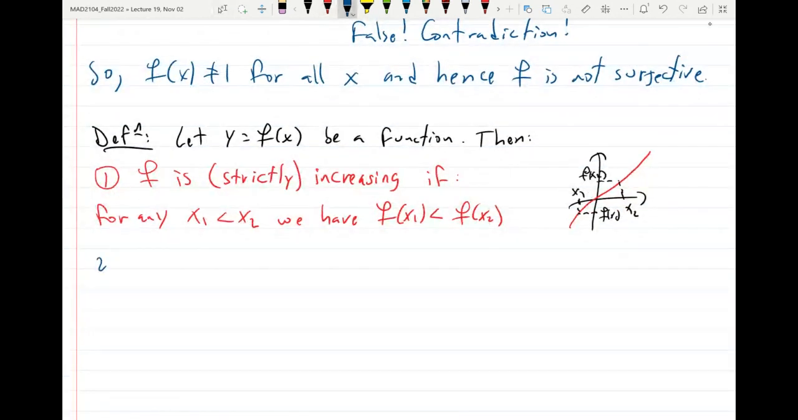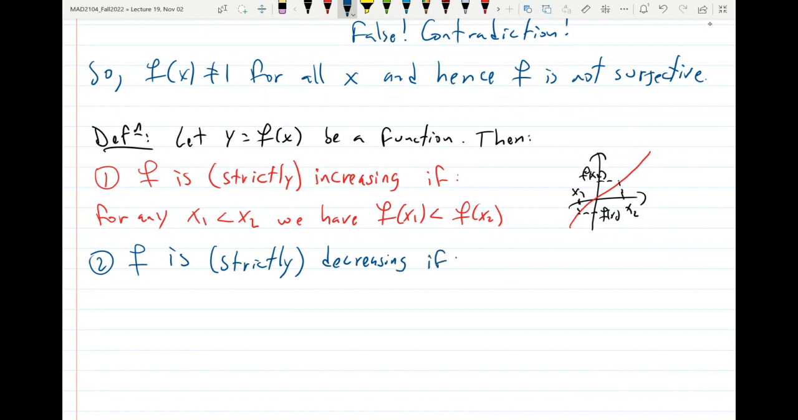So, number 2, f is strictly decreasing, meaning the graph is going down, if for any x1 less than x2. You still say this because you want to go from left to right. It's the same as you go from left to right on the x-axis. Now I'm going to say we go down on the y-axis. So now f of x1 is actually larger than f of x2. So you see decreasing functions, they flip inequalities.